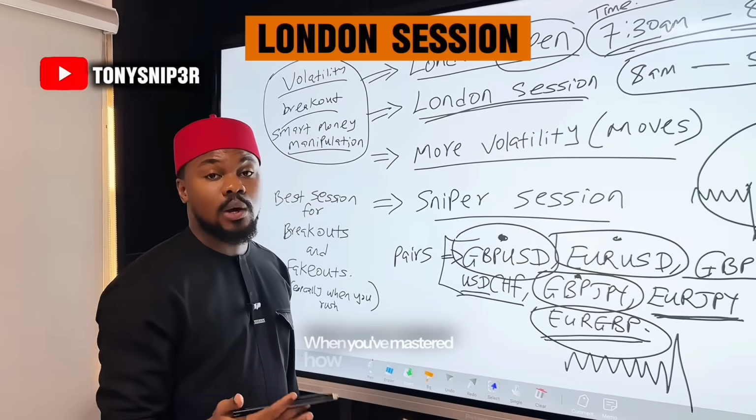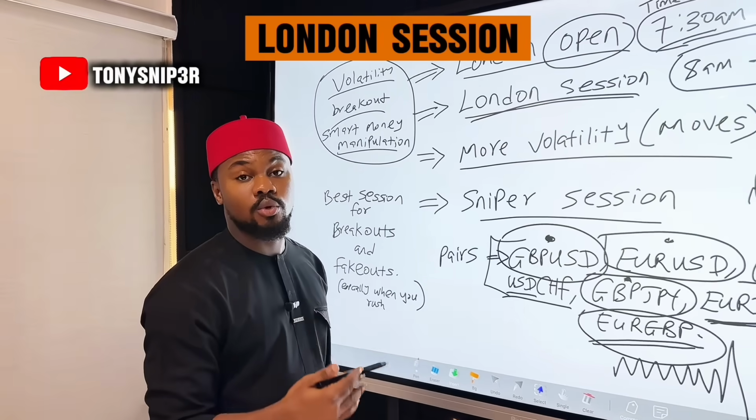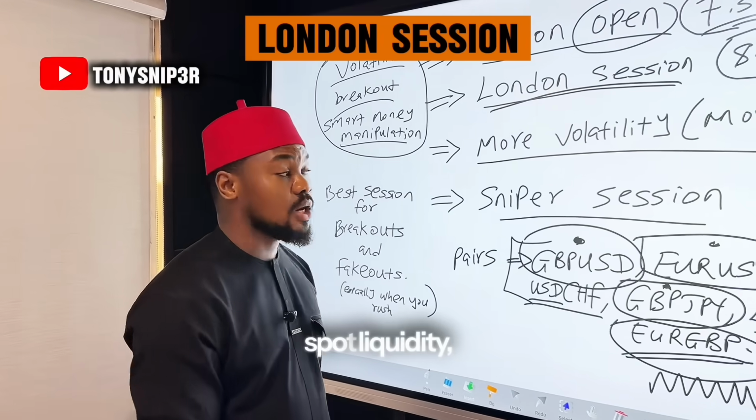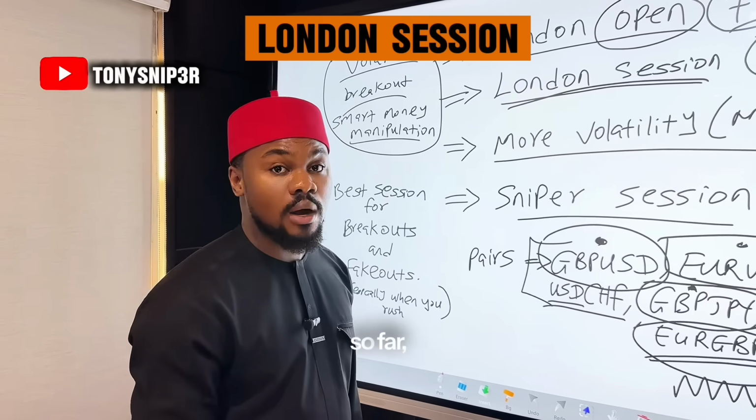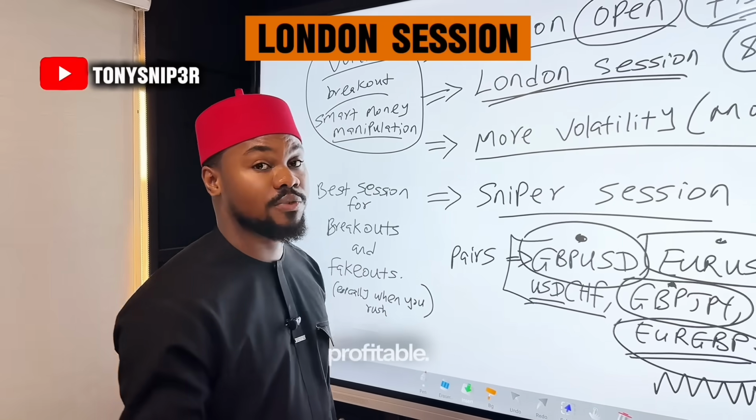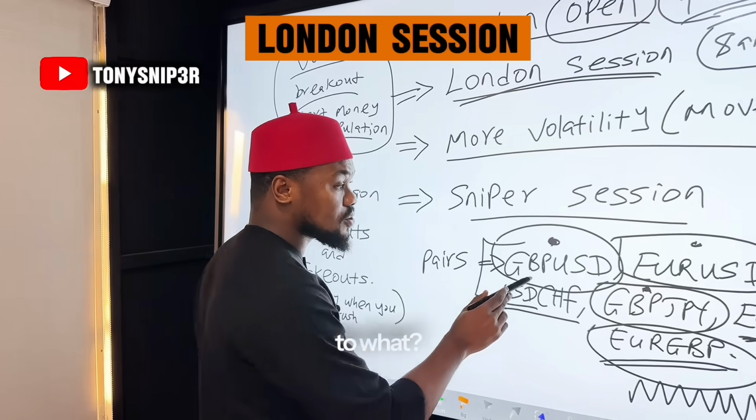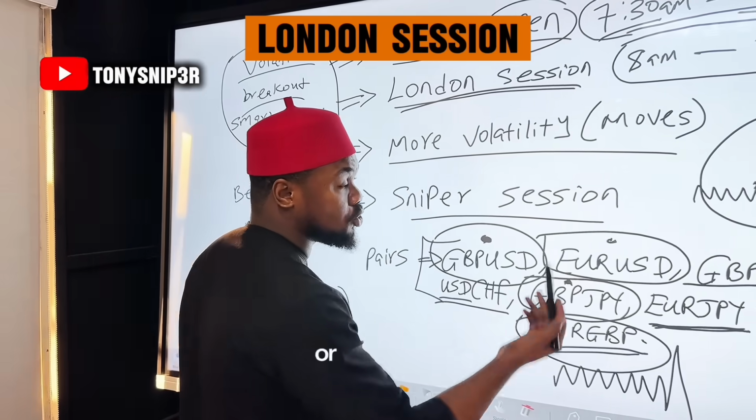When you've mastered how to mark your supply and demand zones, your key levels, you know how to spot liquidity, you understand everything I've been teaching so far, only marking key levels can even keep you profitable. Do you understand? Now you stick to GBP or Euro pairs.